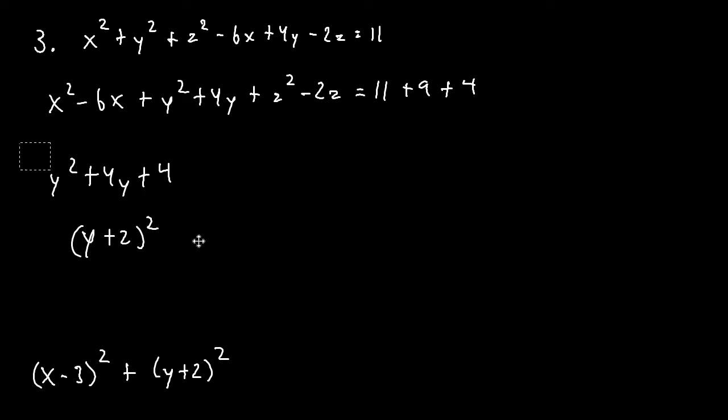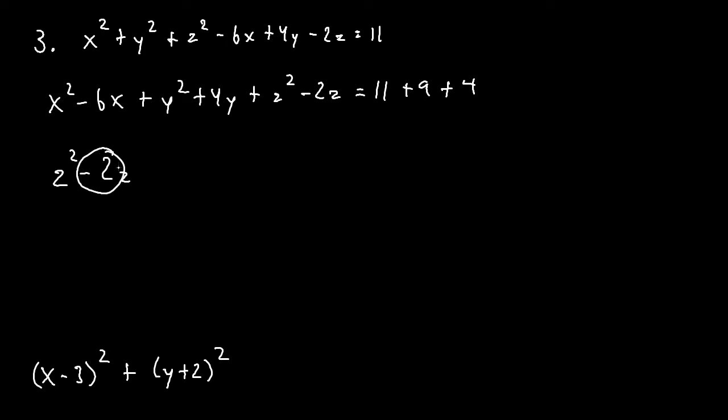And then let's focus on the z variables. So now we have z squared minus 2z. So once again, we're going to take the b term, divided by 2, so negative 1, and then negative 1 squared is a positive 1. If we add 1 to the left side, we must add 1 to the right side, and this can be shortened into z minus 1 squared, because it's a perfect square. So I'll rewrite z squared minus 2z as z minus 1 squared. And then on the right side of the equation, we have 11 plus 9 plus 4 plus 1. So we get 11 plus 9 is 20, plus 4, 24, and then 25.